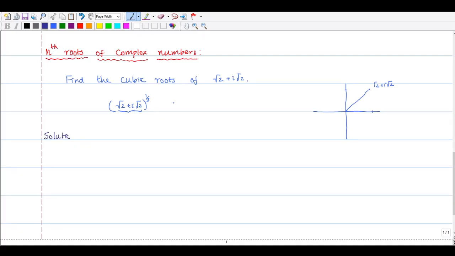First let us convert root 2 plus i root 2 into polar form.